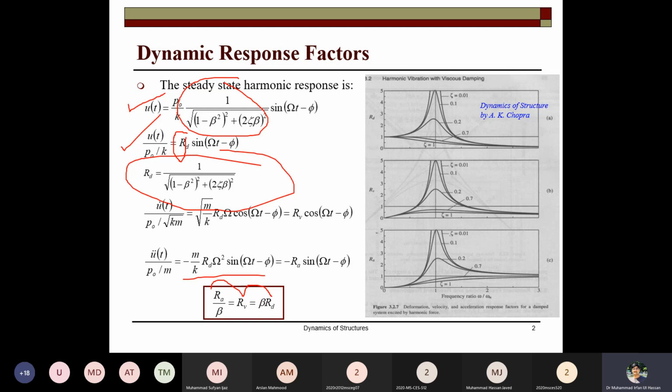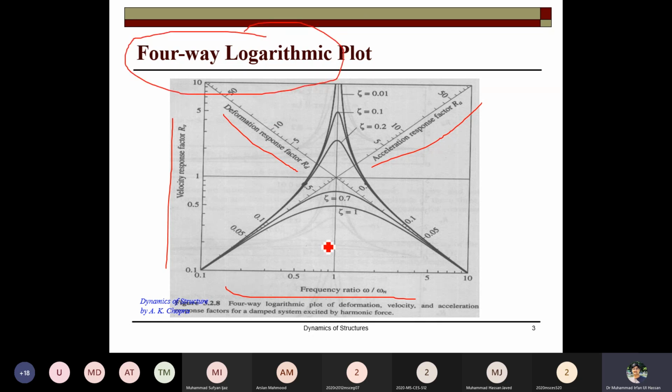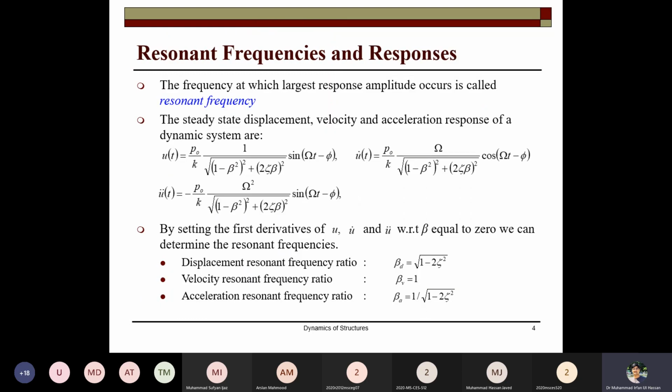So I told you about the four-way logarithmic plot, where you can plot all these three parameters. One side is the frequency ratio, the other sides are the velocity response, deformation response, and the acceleration response. These are also available as special log paper where you can show all these three parameters on a single logarithmic paper. And these are the frequencies at the resonance.